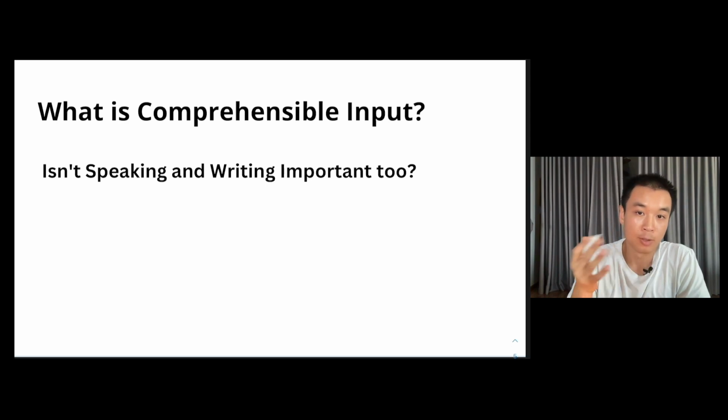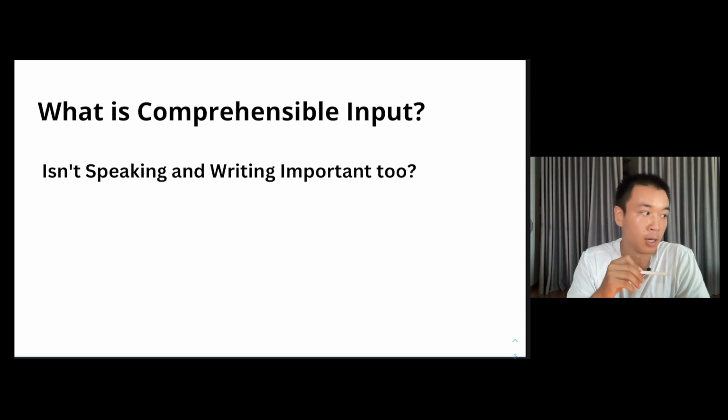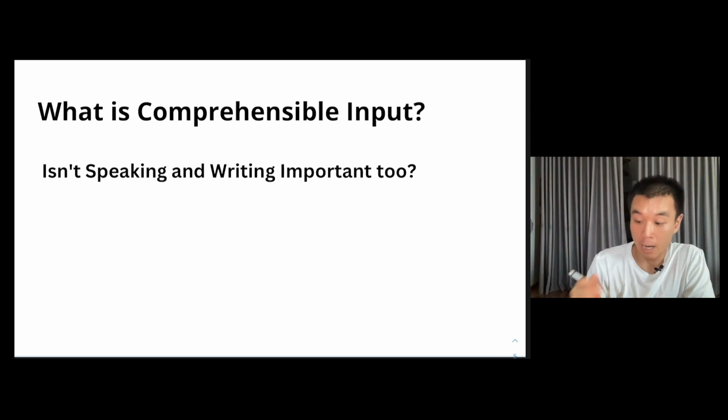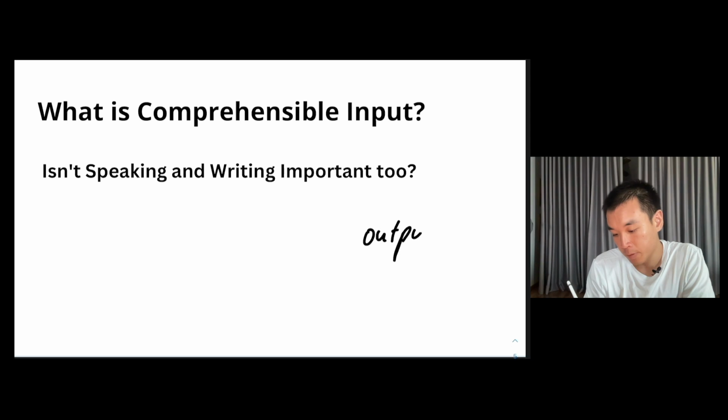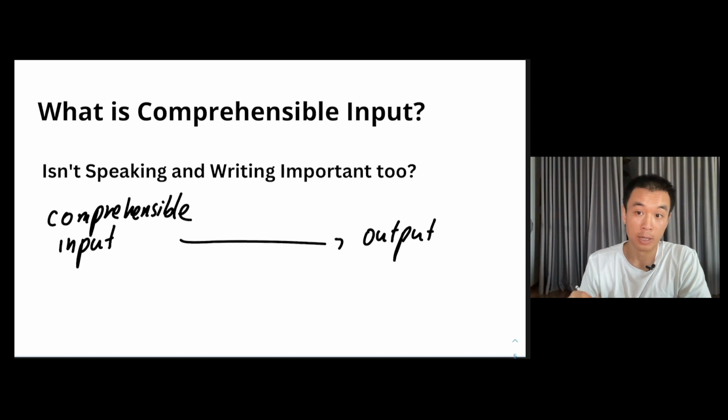Because we're learning a language so that we can communicate with others and talk to others. Intuitively, some people might think if you want to get better at speaking, then you should practice speaking. If you want to get better at writing, then go practice writing. According to this theory, output comes from input. So comprehensible input is actually the cause for output, and output is the consequence of comprehensible input.